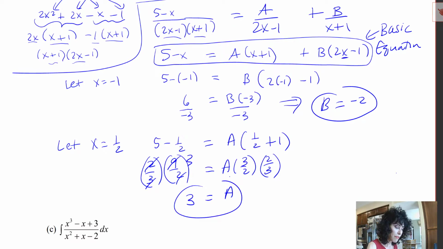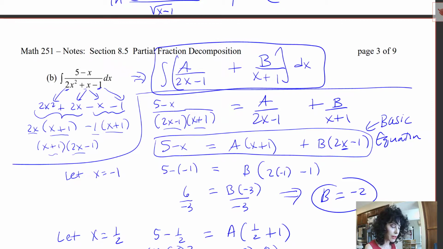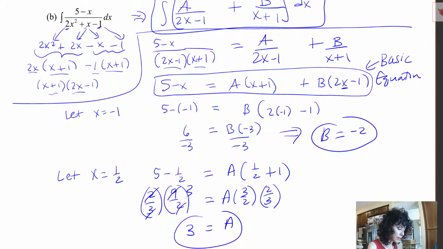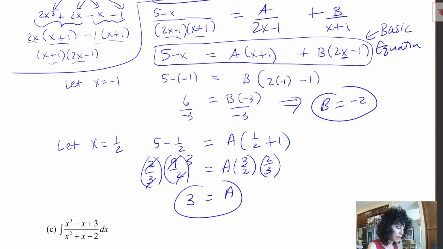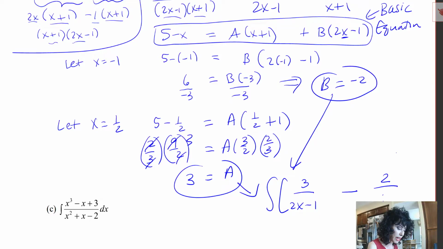Good news. What does that mean now? If you go back to our little decomposition up here, we have a, so we now know that a is 3, and b is negative 2. So what does this mean? It means that when we put all this together, we really are integrating the following sum. 3 over 2x minus 1, and since b is a negative 2, we'll just go minus 2 over x plus 1. We're allowed to do that.